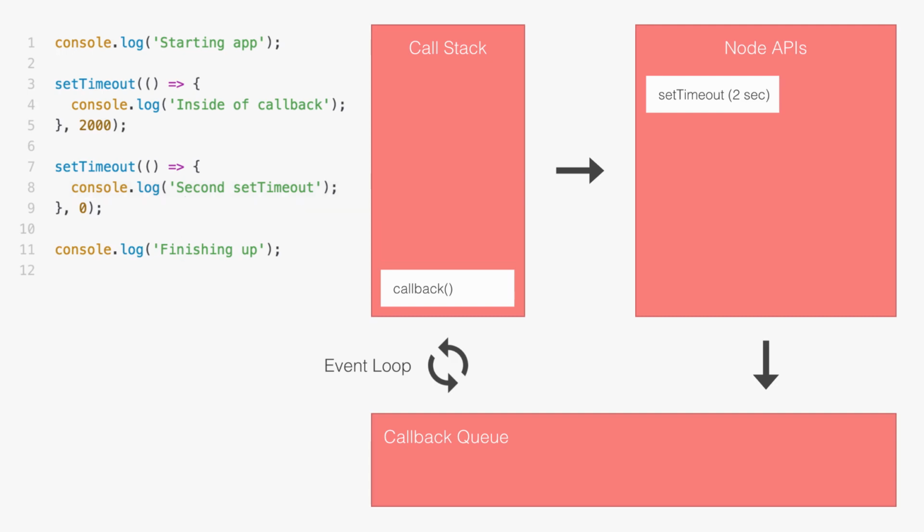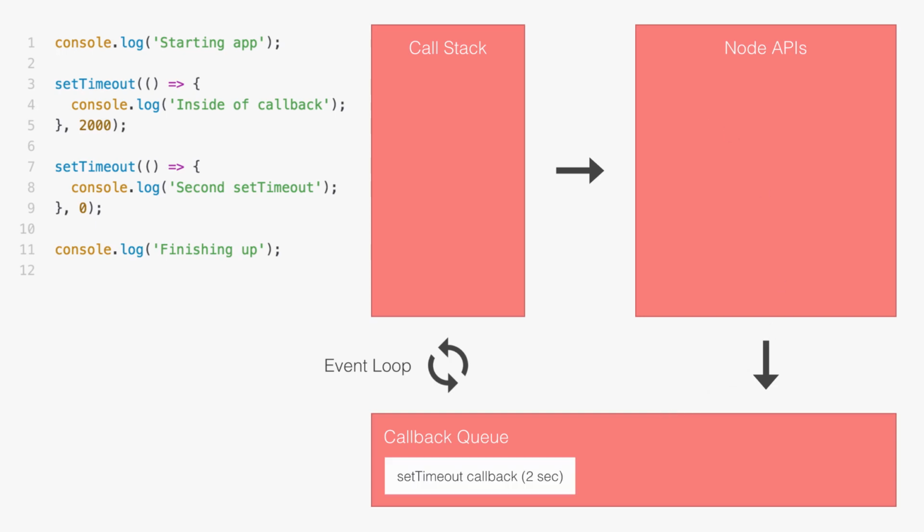After our second set timeout statement finishes, the function is going to implicitly return and the callback will get removed from the call stack. At this point, there's nothing in the call stack and nothing in the callback queue, but there is still something in our Node APIs. We still have an event listener registered. So the Node process is not yet complete. 2 seconds later, this event is going to fire and it's going to take that callback function and move it into the callback queue. It gets removed from the Node APIs and it gets added to the callback queue.